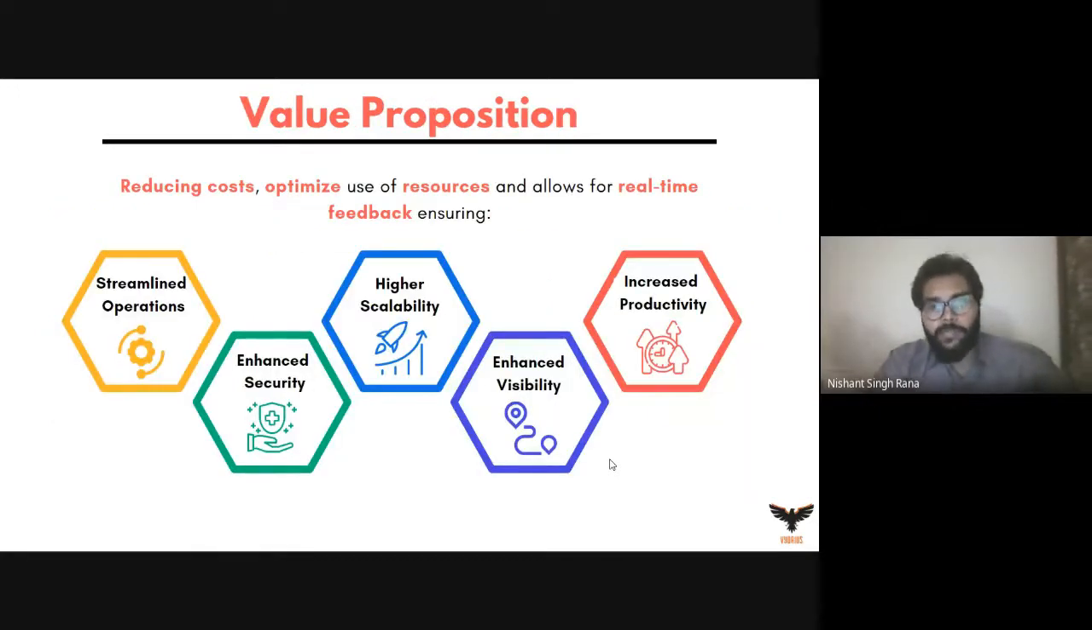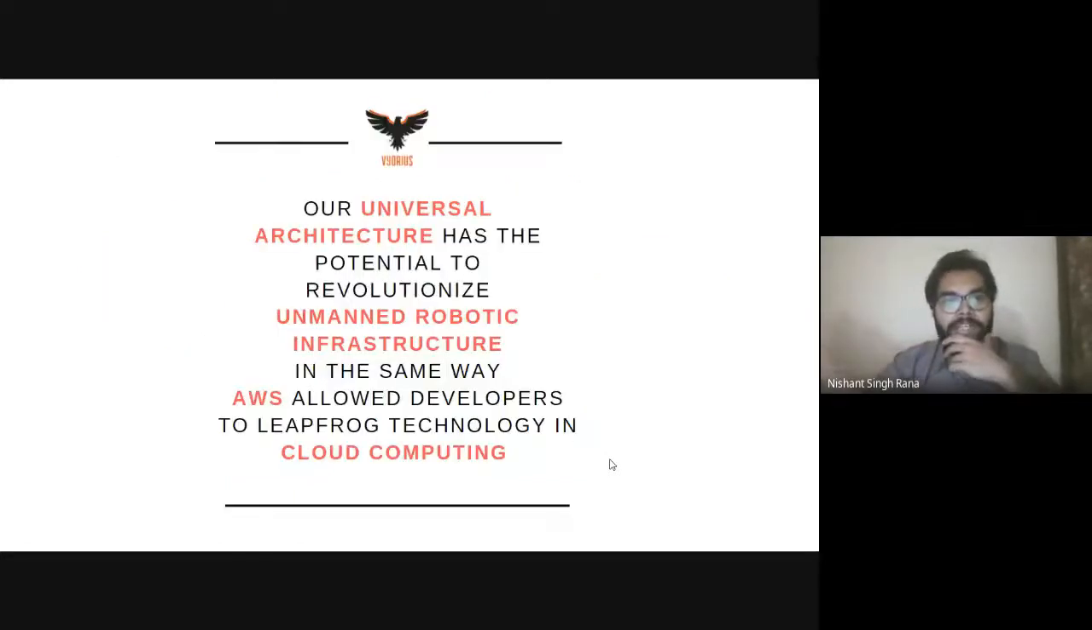So the main value proposition of truly unmanned operation is that we reduce the cost, optimize the use of resources, and provide real-time feedback to all the humans involved, because there will definitely be humans involved. Even without doing anything else, we streamline the operations, enhance the security, and provide higher scalability, visibility, and traceability. Accumulated, that automatically leads to higher productivity of your complete robotic as well as human workforce, so the whole organization works at the highest productivity level it can.